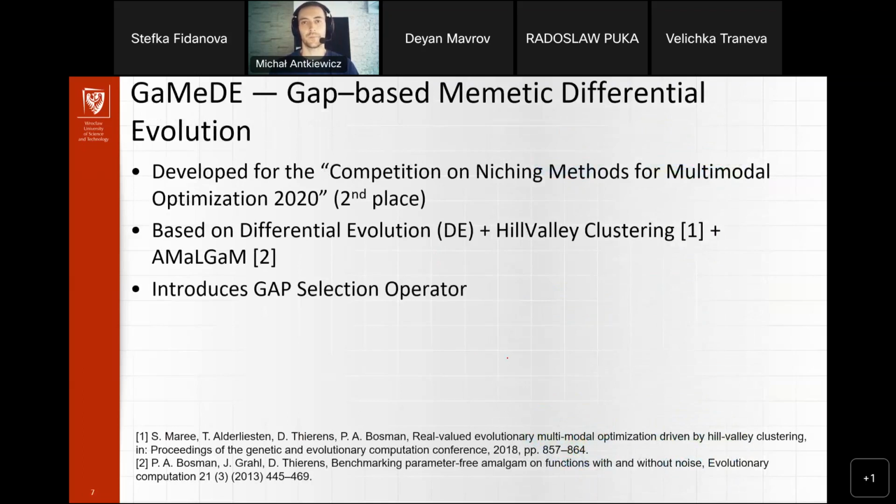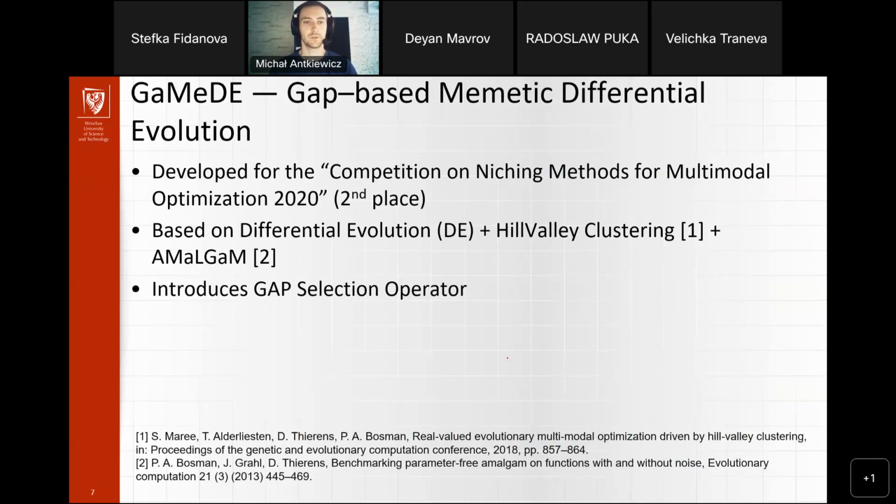Now, we conducted some preliminary experiments using our GAMIDI, the basic GAMIDI method, which was developed for the competition on niching methods for multimodal optimization in 2020. It took second place, so it was a very good algorithm. But as I said, it was just a benchmark set, and one that was very well known.